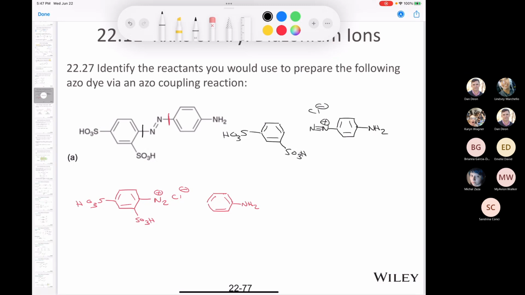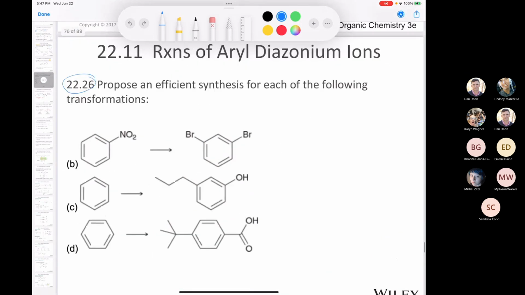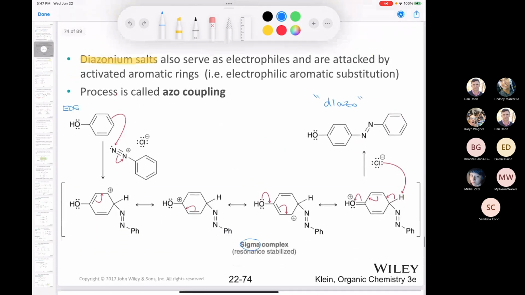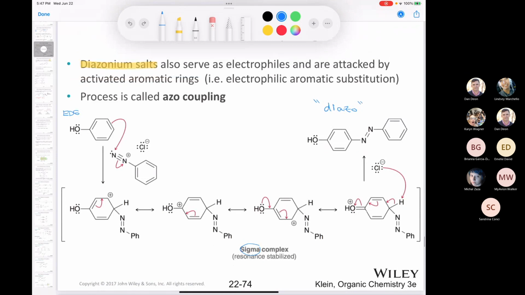There's one of these that's good and one of these that is not. This or this. Which one is going to be the best way to set this up? Would you want to react with this diazonium ion or with this diazonium ion? Well, let's go back in our notes and see if we can make some sense of this. What it said was the diazonium salt is going to serve as an electrophile. So it's going to be attacked by an activated aromatic ring.